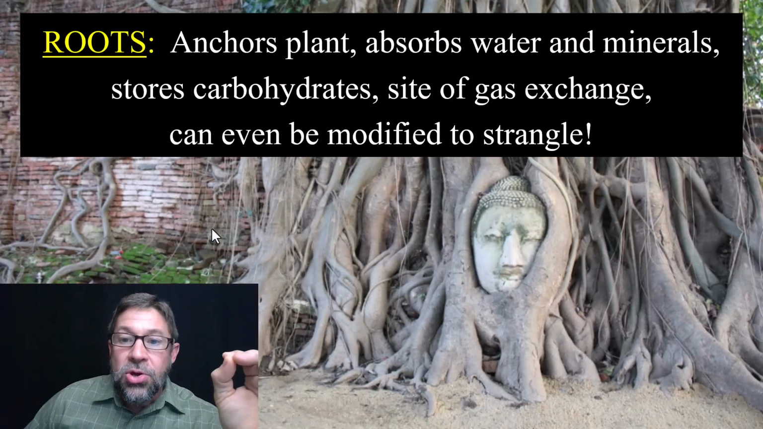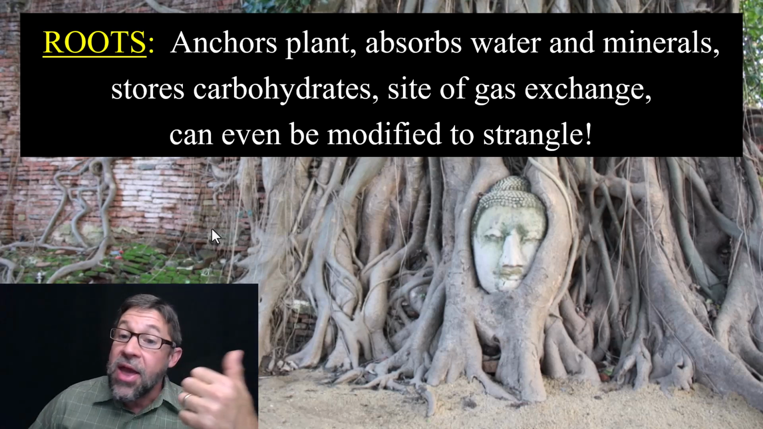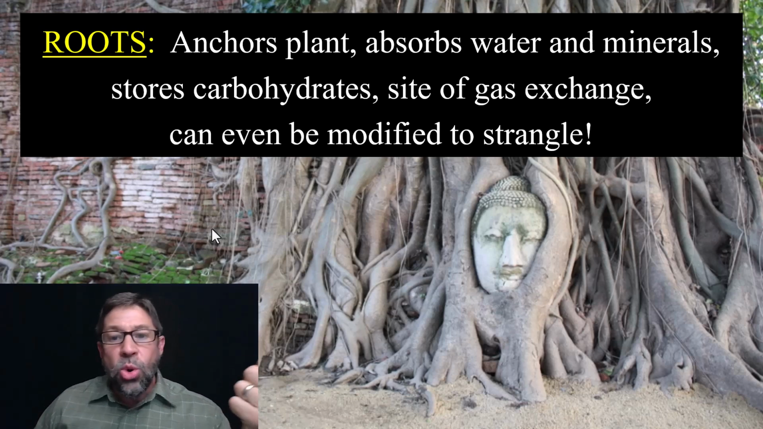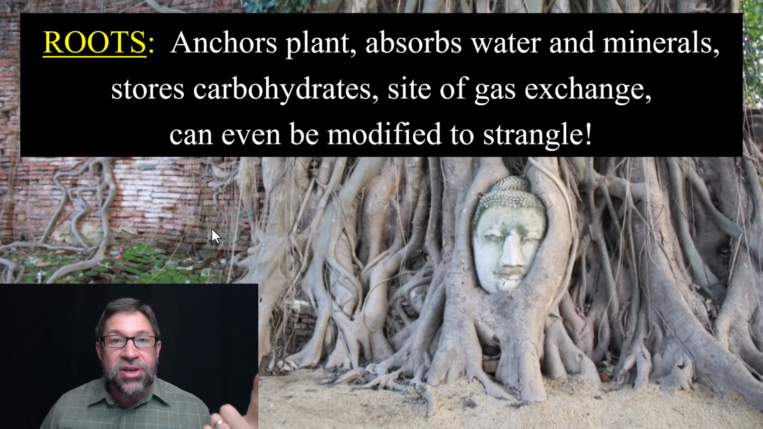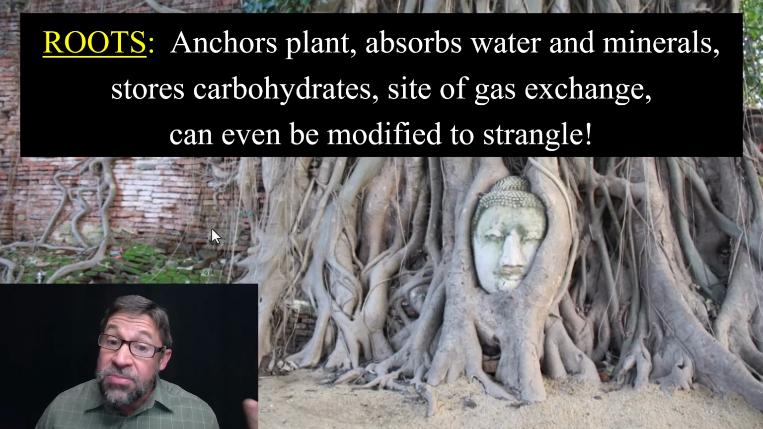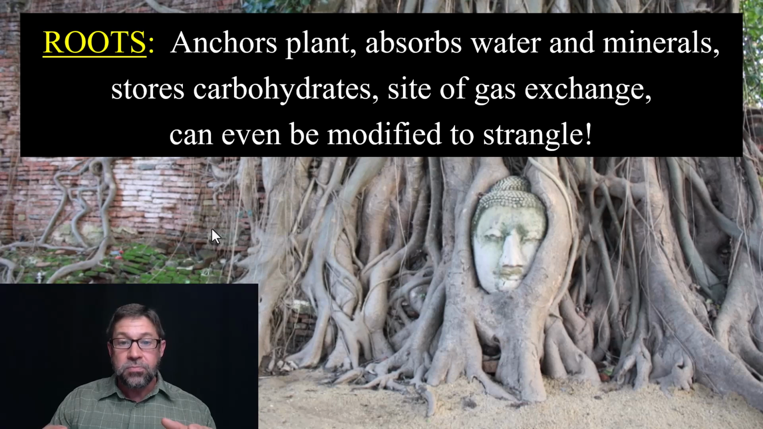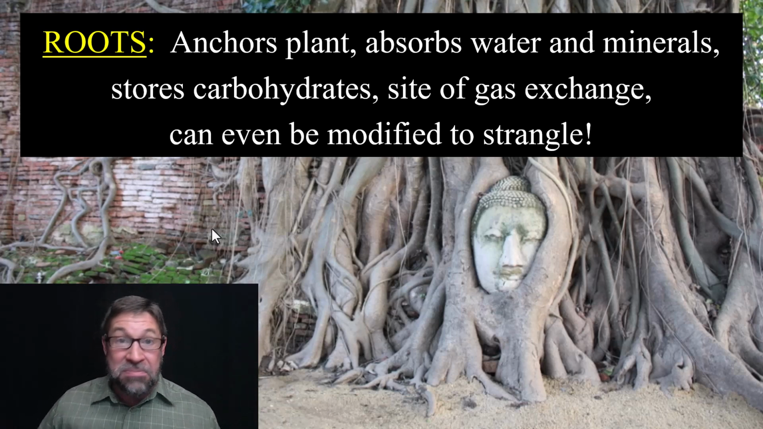So in summary, roots can be modified to perform a whole host of functions. They anchor plants like the taproots in dandelions. They, of course, absorb water and minerals using root hairs with high surface area to volume ratio. And in some species, they've entered into a symbiotic relationship, a mutualistic relationship with mycorrhizal fungi, which allows them to fix nitrogen. Roots can store carbohydrates for when spring springs in species like carrots and beets.